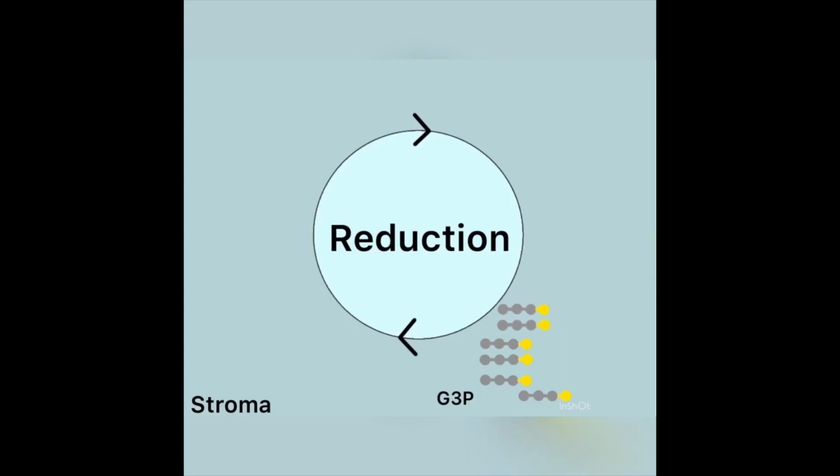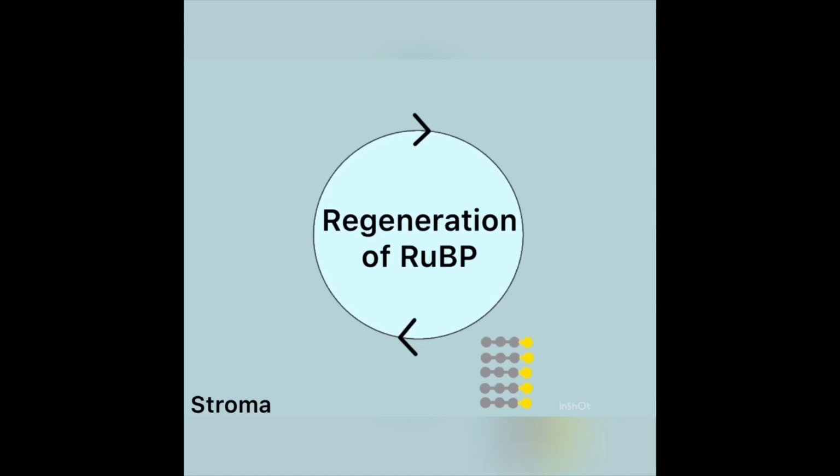This will result in 6 molecules of G3P. Of these 6, 1 molecule of G3P leaves the chloroplast and enters the cytoplasm of the cell. We will address this later. But now the regeneration phase can start. To complete the cycle, 3 molecules of 1,5-RuBP must be regenerated from the remaining 5 molecules of G3P. In order to do this, numerous enzymes are required.